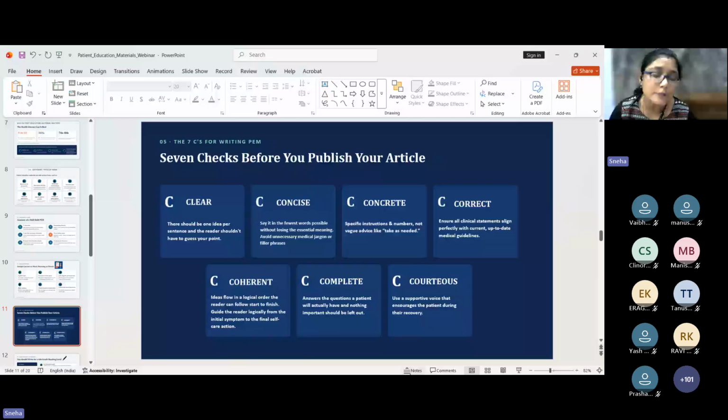It should be courteous. Use a very supportive voice that encourages the patient during their recovery. There should be no negative associations at all in your article or whatever you're presenting. So it has to be very courteous: a supportive voice that will encourage the patient during their recovery, with no negativities at all.